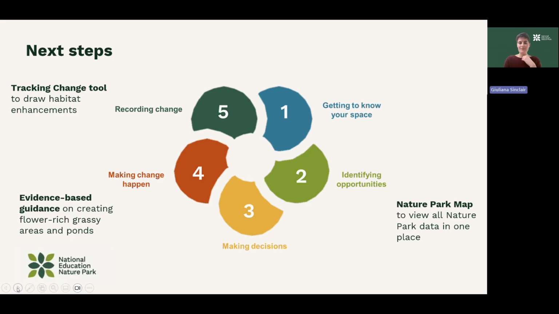In terms of next steps, number one is your baseline habitat map. You can use the Nature Park map to view all those different data sets in one place to help you identify the right opportunities for your site. We also have evidence-based guidance, and we collate this looking at tons of academic research and best practice guidance, so that if you want to create, say, a little wildflower strip in a corner of your playing field, you can rest assured that you're relying on the best kind of advice out there. And same with ponds, restoring ponds and creating new ponds.